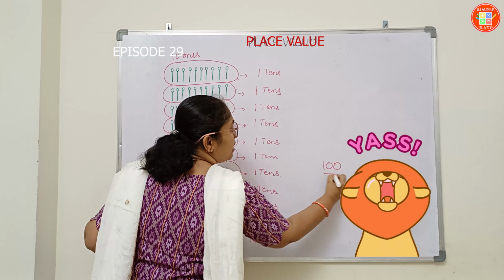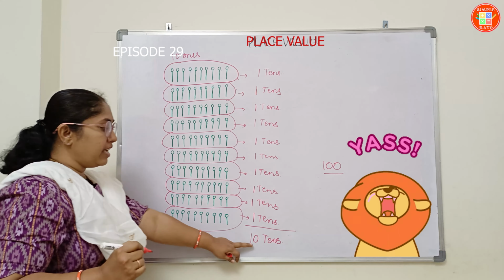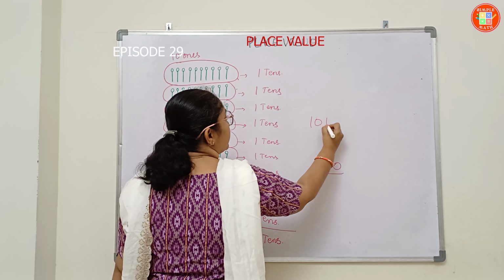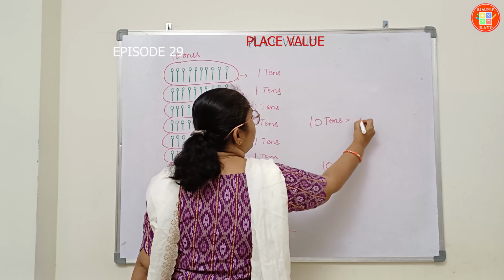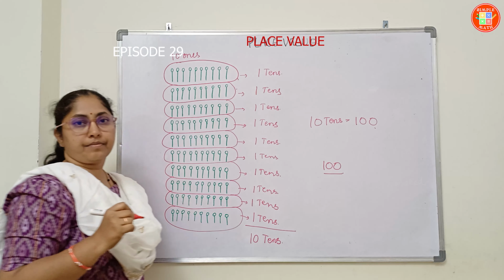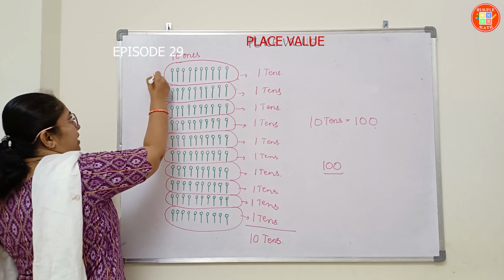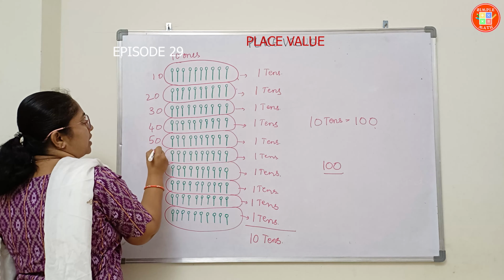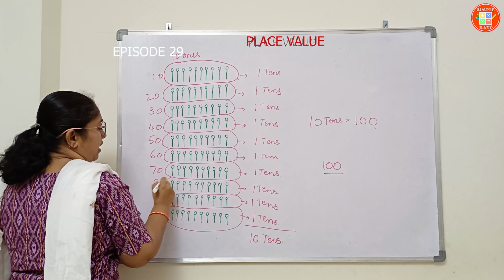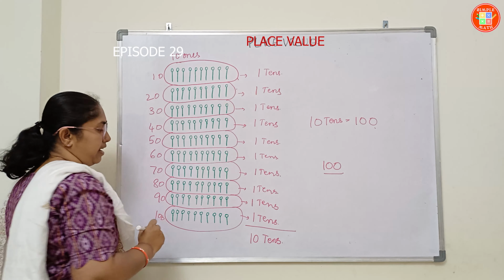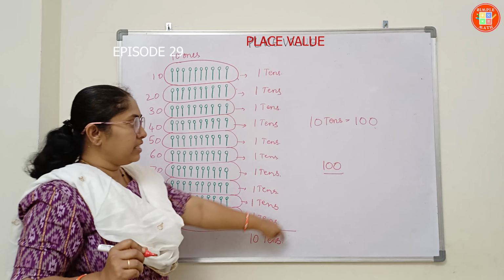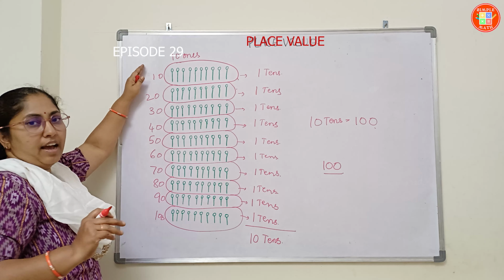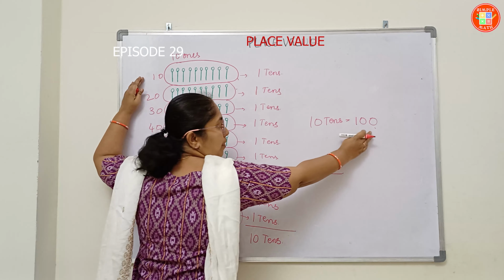What number did you get here? 100, which means 10 tens is equals to 100. What does this mean? 10 tens is equals to 100. Clear? This is 1 tens, this is 2 tens, 30, 40, 50, 60, 70, 80, 90, 100. When we count all these 10 tens, we get the number as 100. Right? Now you understood how do you get 100 here? 10 tens is equals to 100.